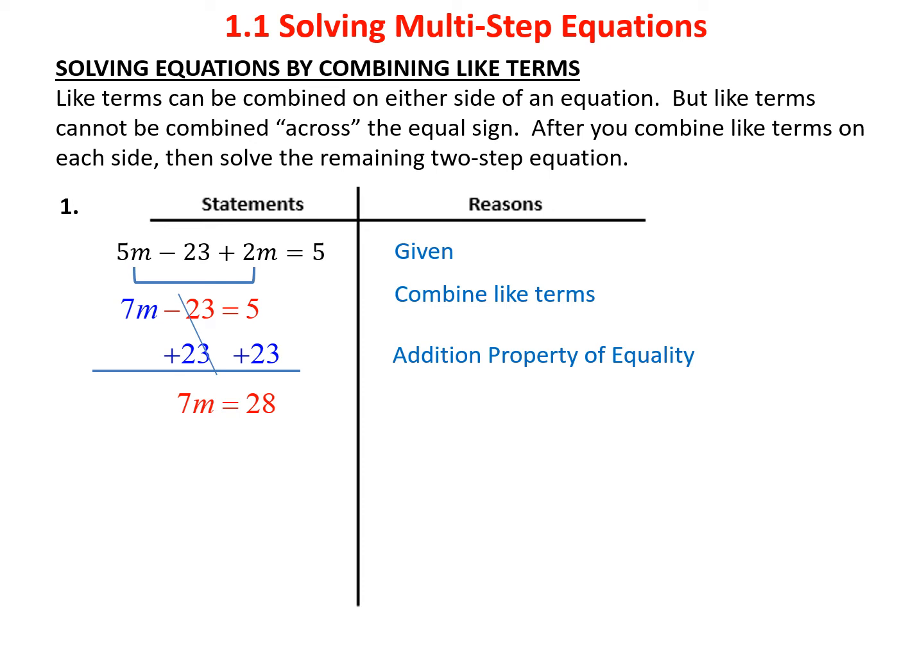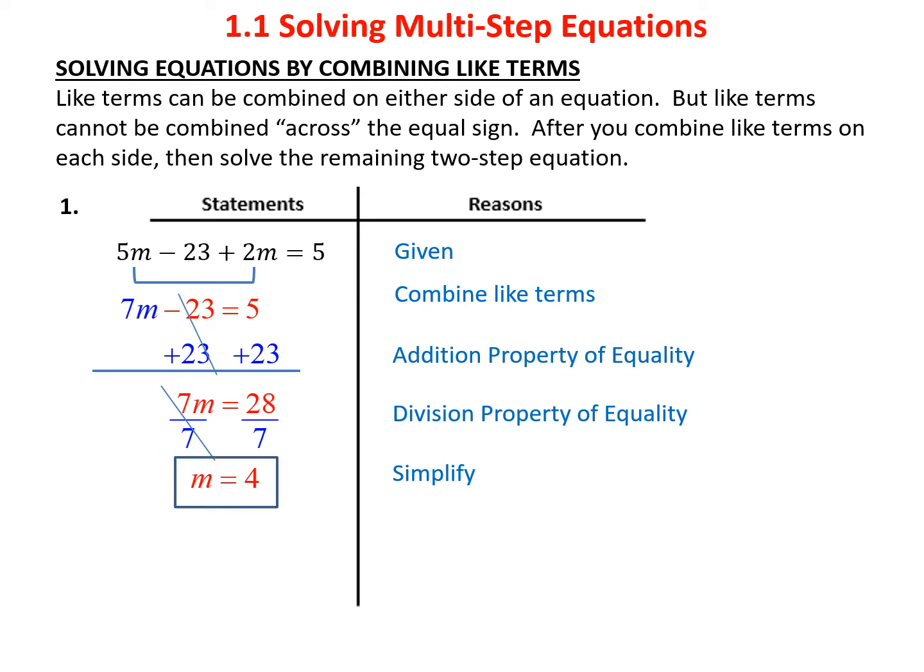Now, the second part of our second step is to undo 7 multiplied by m. The opposite of multiplication is division. So we'll use the division property of equality that says if I divide both sides by the same number, the equation is still valid. I'll divide both sides by 7 this time because 7 divided by 7 is 1 to leave me 1m, and my answer is m equals 4.